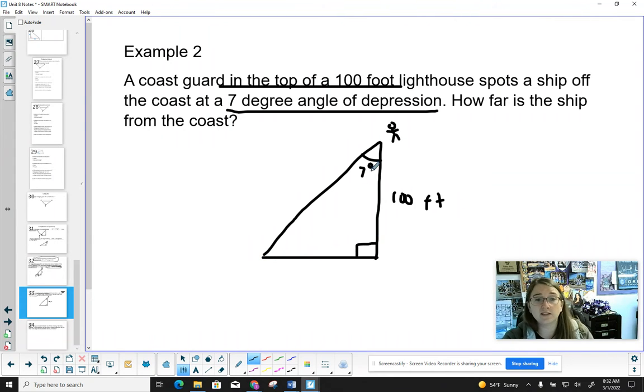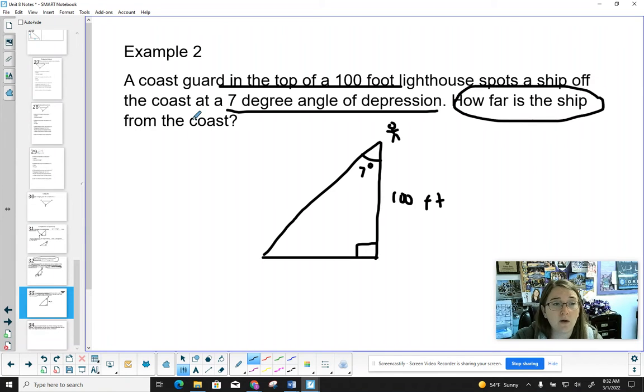Okay, and then don't forget, that's the pieces of info they give you, but we need to put an X by what they're trying to find. If you don't put an X, guys, in any case, you don't know what to do. It says, how far is the ship from the coast? So there's a ship out here. There's a little boat. And I'm standing here in my lighthouse.